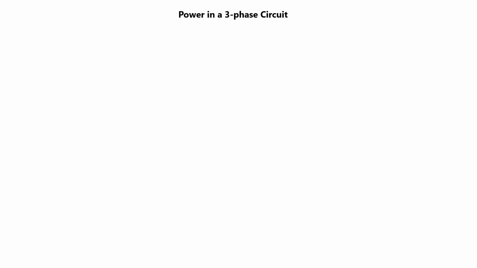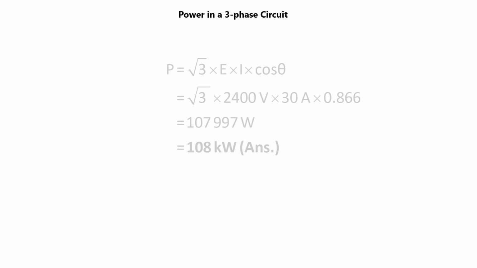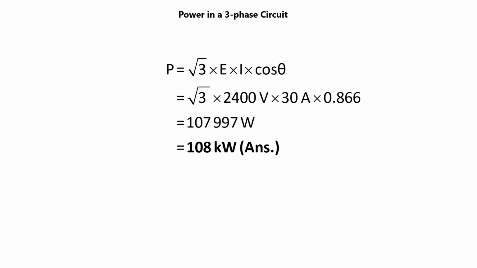Additional notes. Power calculation in a three-phase circuit. For calculations involving three-phase circuits, a modified formula is used. Power is equal to the square root of 3 times the voltage times the current times cosine theta, the electrical angle. If the circuit used in our example had been a three-phase circuit, the true power calculated would have been 108 kilowatts.